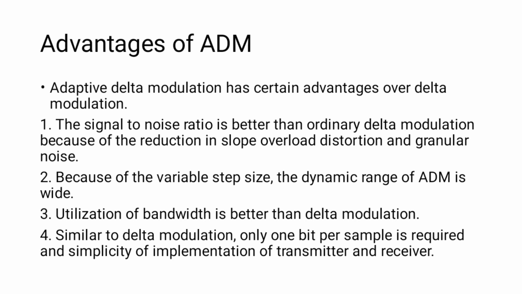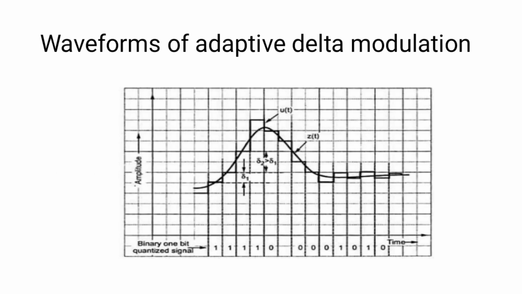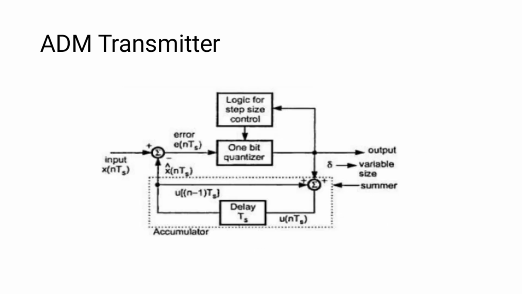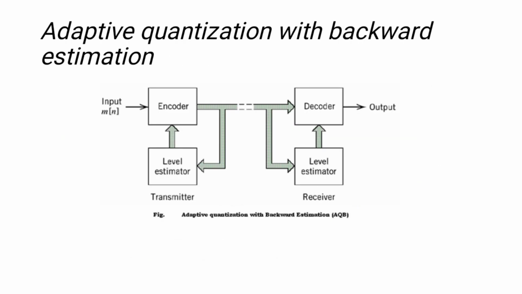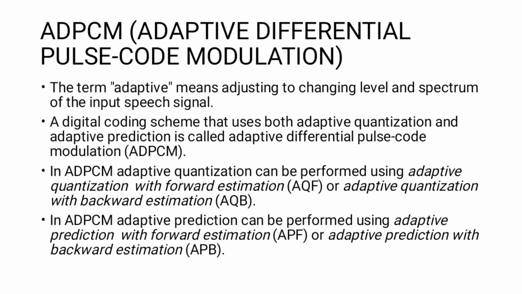Okay, so based on the signal, step size should be adapted. That is the thing in adaptive delta modulation. Okay, then next one is ADPCM, so adaptive differential pulse code modulation.